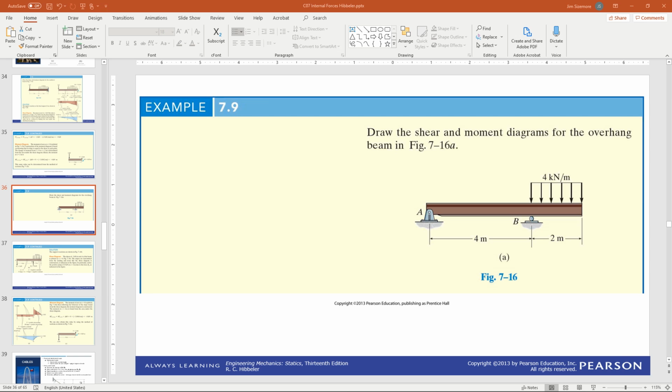Okay, so for this example, we've got this diagram. To get the reaction forces, we can take 4 kilonewtons per meter times 2 meters. That would be 8 kilonewtons acting at 1 meter from the right side. So let's go down. Next slide.